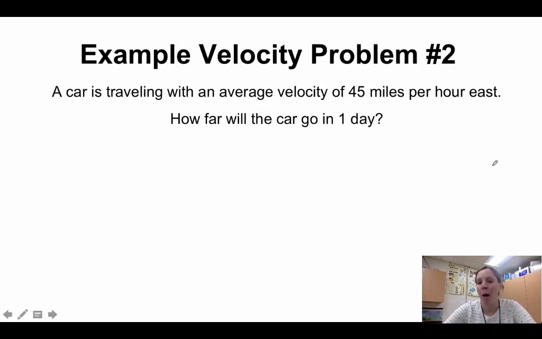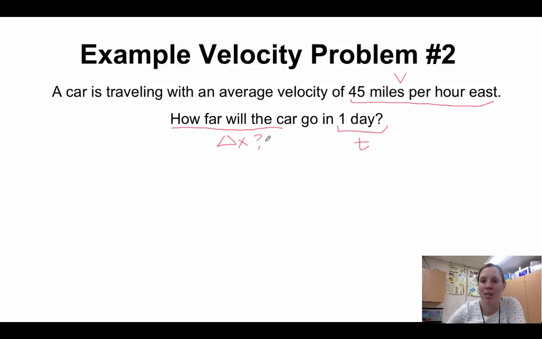Okay, in this next problem, I need to use those strategies again. So it says a car is traveling with an average velocity of 45 miles per hour east. So I'm actually given the velocity here, so I'm going to label that V. And it says, how far will the car go in 1 day? So that's my time. And what I want to know, how far will the car go, is its displacement, right? That's what I'm trying to figure out.